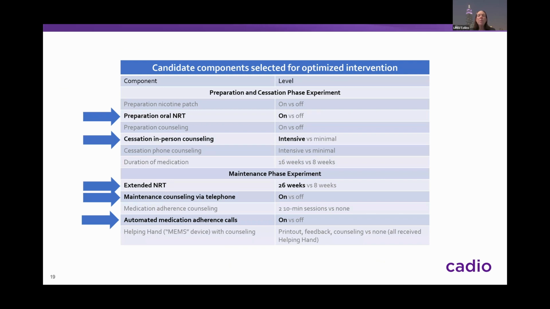So what were the winning components? The components that were selected were preparation oral RCT, the lozenge, not the patch, cessation in-person counseling at the intensive level, and then extended NRT, nicotine replacement therapy, 26 weeks, maintenance counseling via telephone, and automated medication adherence calls, which kind of surprised me. That one surprised me, but people actually like them.